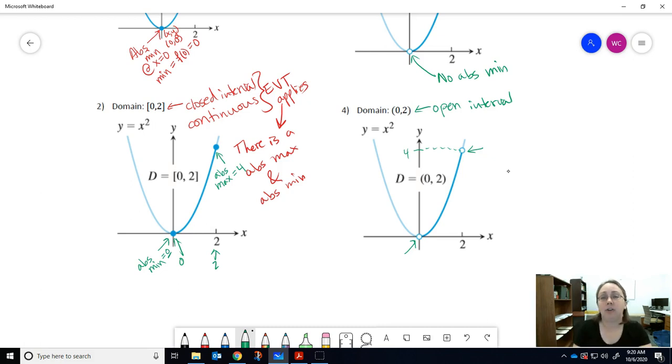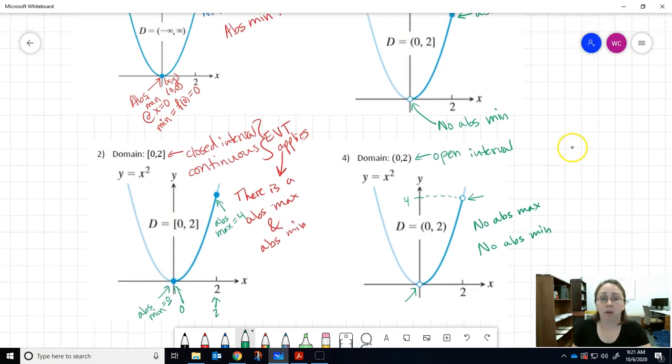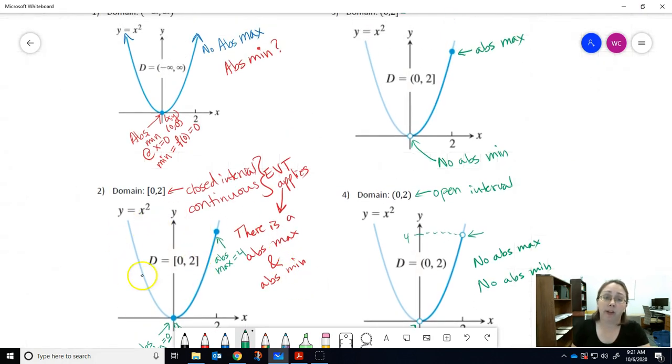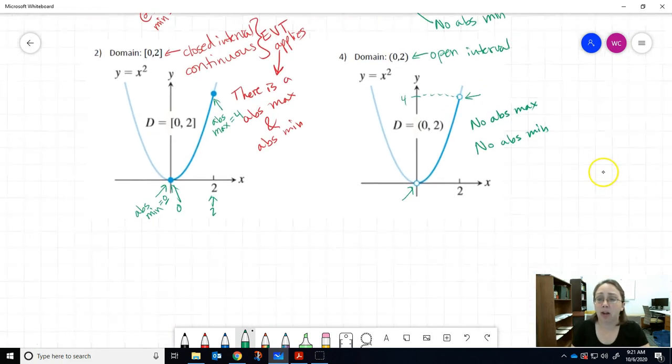In this case, is there an absolute max? No, no absolute max, because you can always get closer to 4, meaning always get bigger. And there's no absolute min, because you can always get closer to 0, meaning you can always get smaller. So those are some examples for you of one where the extreme value theorem applies, one where we have no constraints on our domain, and then where we have open circles and how those affect having an absolute max or absolute min.